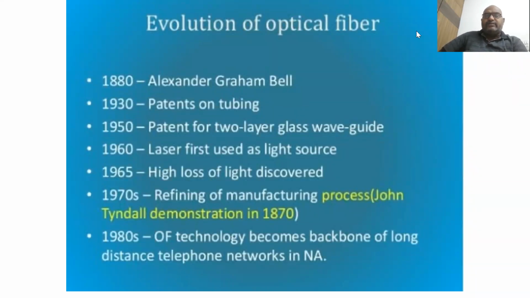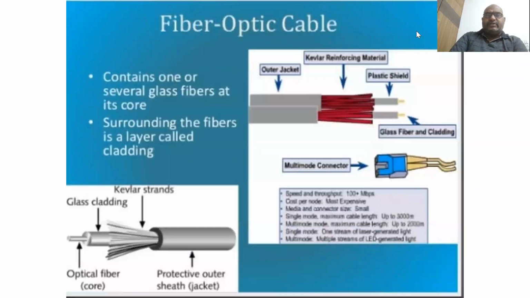Total internal reflection was first demonstrated by John Tyndall in 1870. In the 1880s, the technology became the backbone of long-distance telephone networks. Numerical aperture is the total light gathering capacity of an optical fiber at the core cladding interface. That is called numerical aperture.